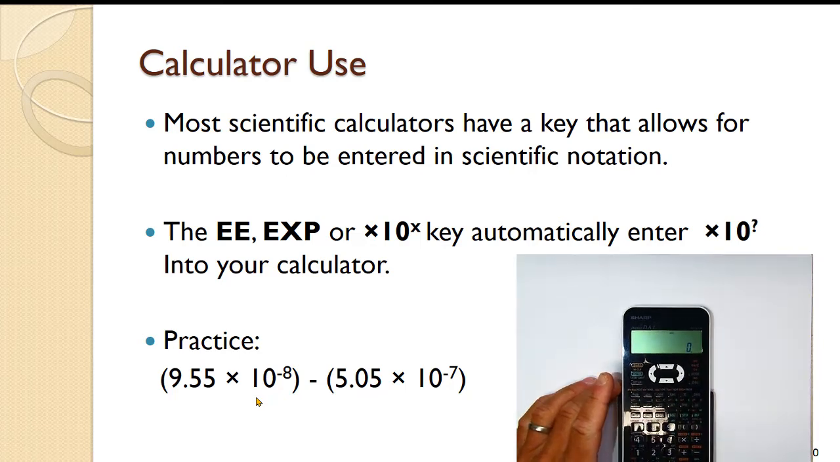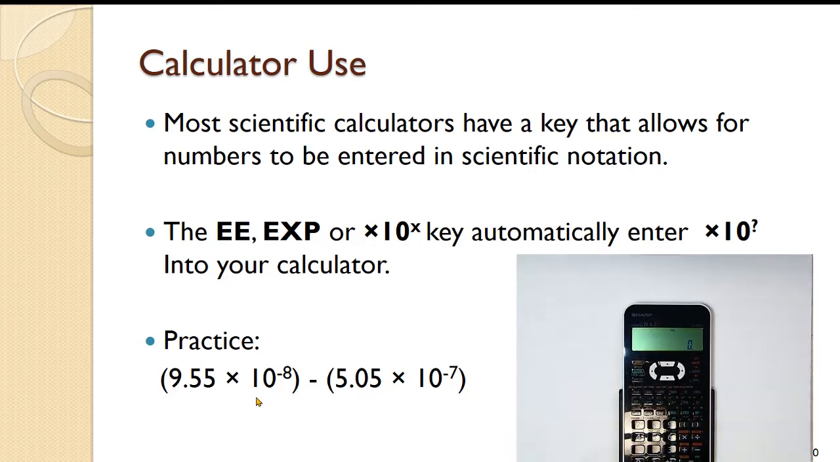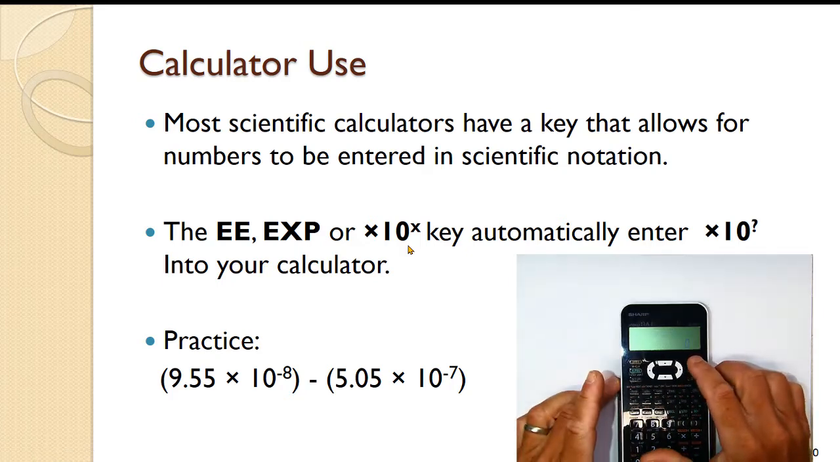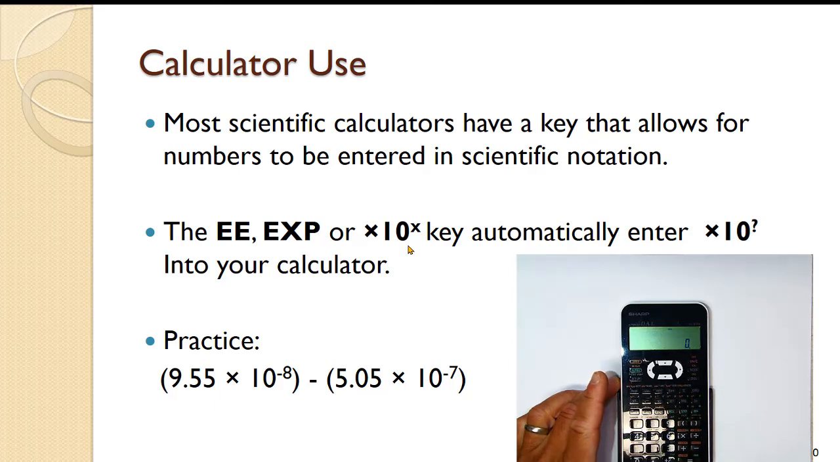Now, if you take a look at your calculator, let's just do that same problem that we had on the last screen, the one that you did for practice. Let's just do that directly on your calculator. You should have one of three buttons on your calculator, depending on what brand. You might have an EE button, an EXP button, or a times 10 to the X button. A common mistake is for somebody to enter in a times 10 when they're doing this, but you don't need to do that.